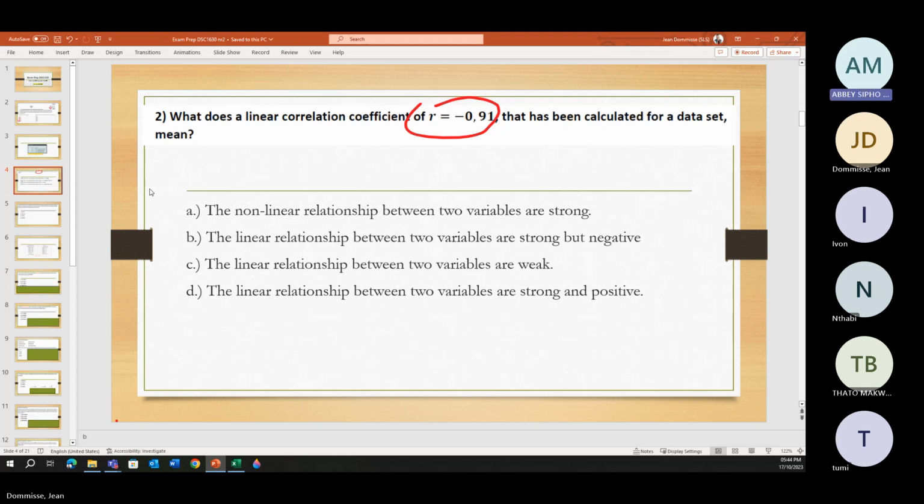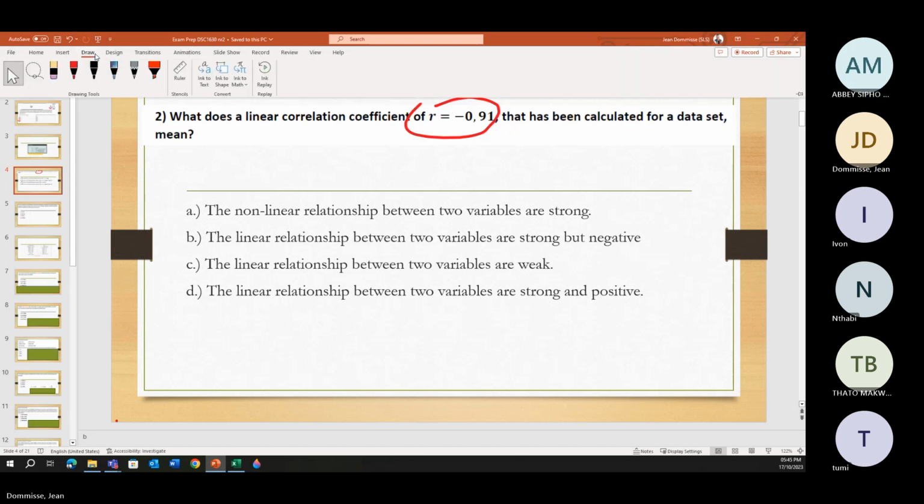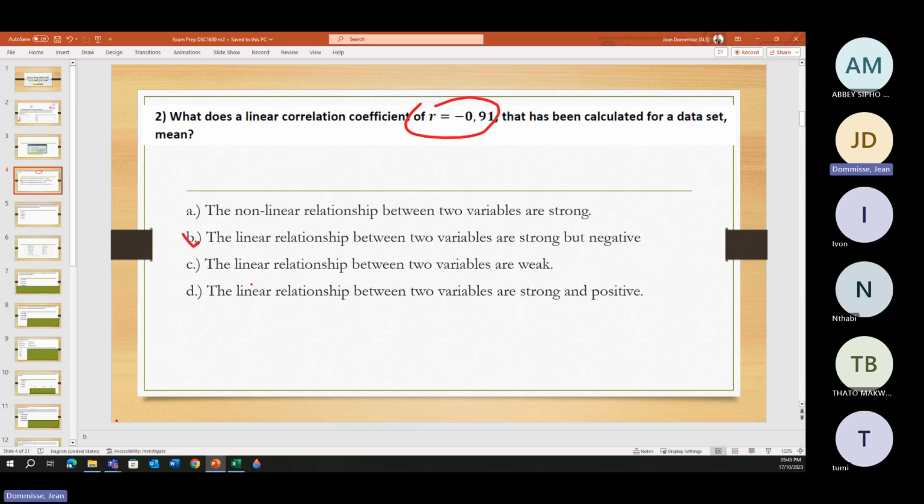I would have said B. Okay, B. Yeah. Okay, perfect. Okay, so beyond the watch out that this is not non-linear.